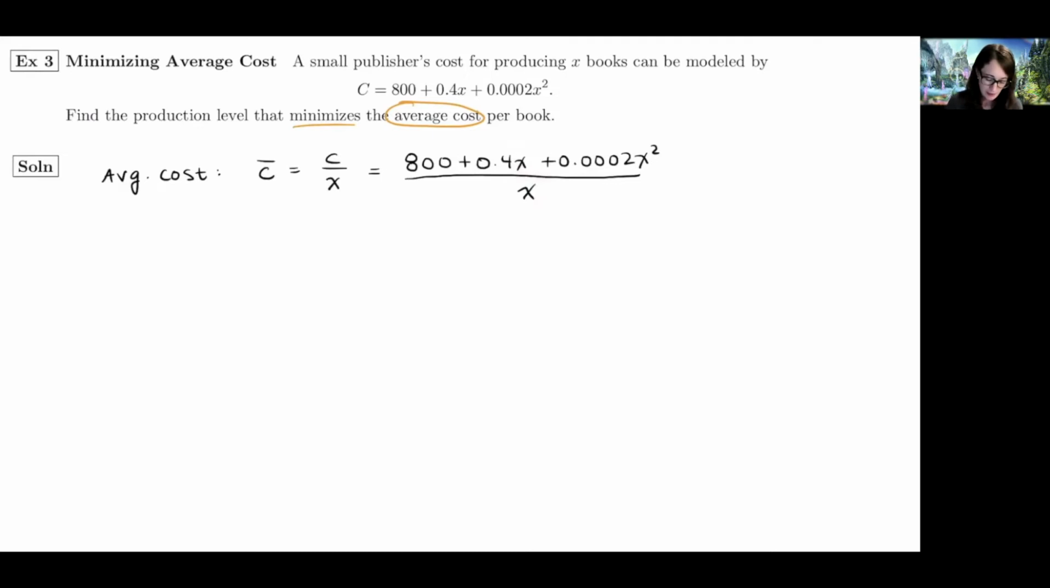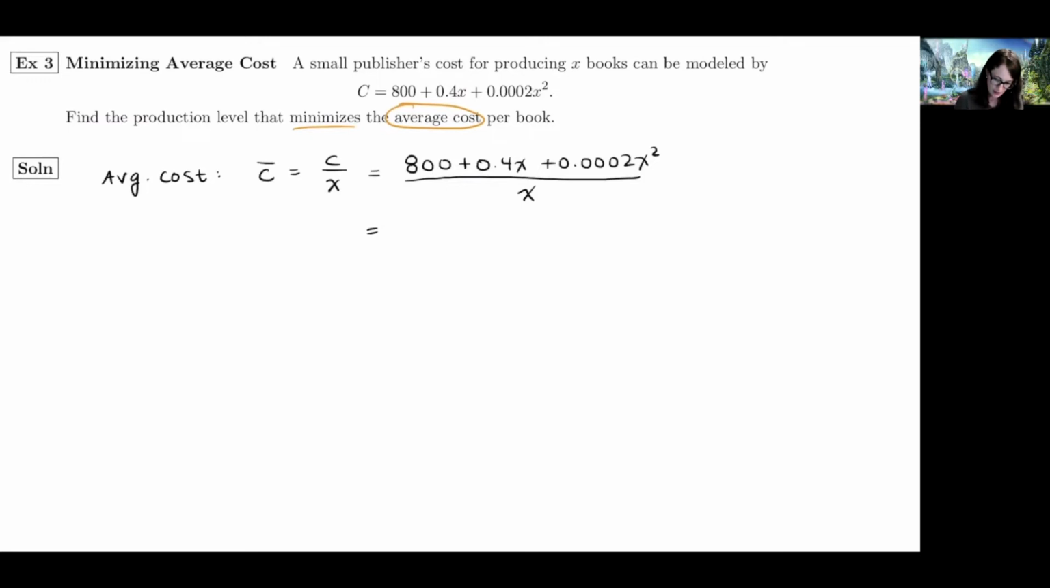We could split this up into three separate fractions and divide each of the things in the numerator by x. Another thing we could do is bring this x up and make it x to the -1. If we do that, we change this divide to multiply the entire numerator by x to the -1. Then we would need to distribute that x to the -1 into each of these terms in the numerator. I'm going to write it that way because I know that I've done it the other way before.